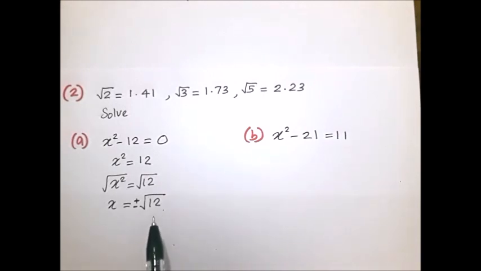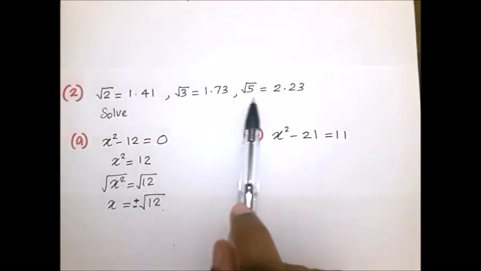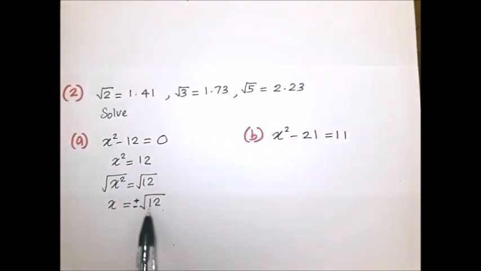The reason is if you square a positive number, the answer is a positive one. If you square a negative number, the answer is also a positive one. So when you are taking square root of a number, write both signs, plus and minus. Now see here, the square root of 12 is not here. So first you have to convert this into a surd. You can write this as 4 multiplied by 3. What is the square root of 4?